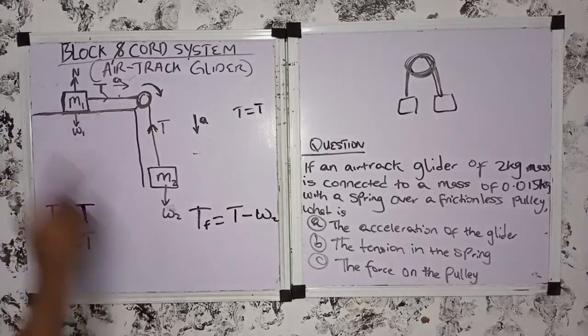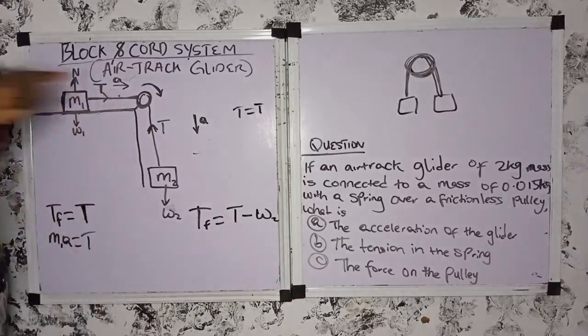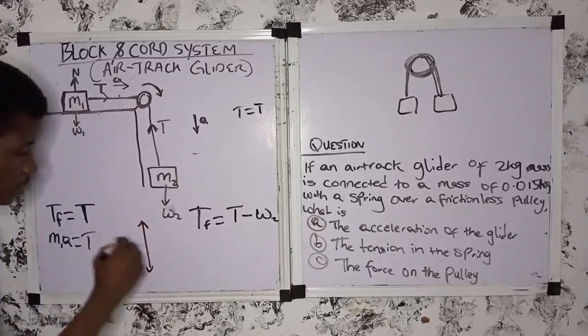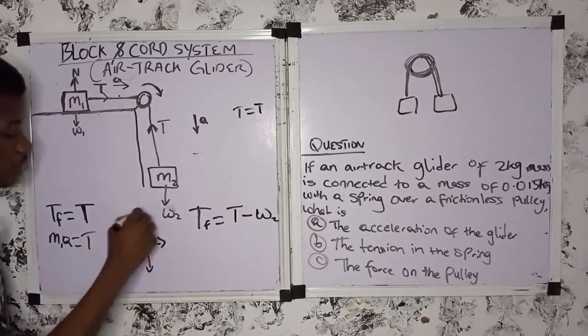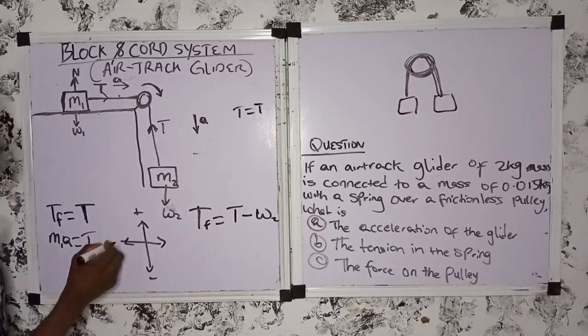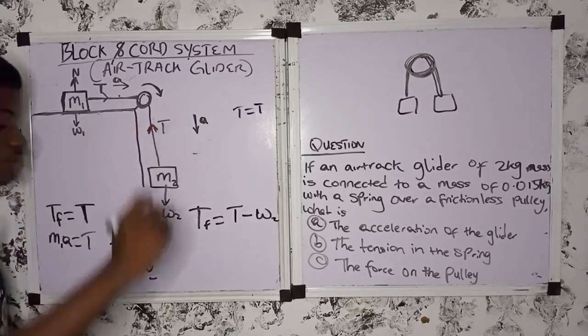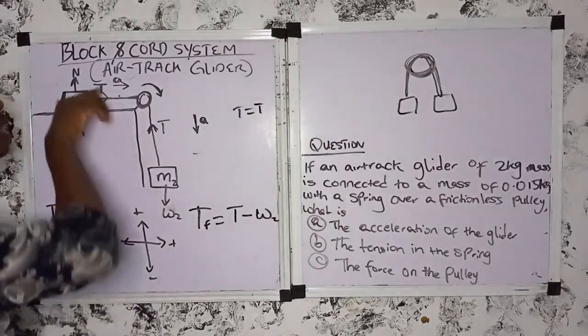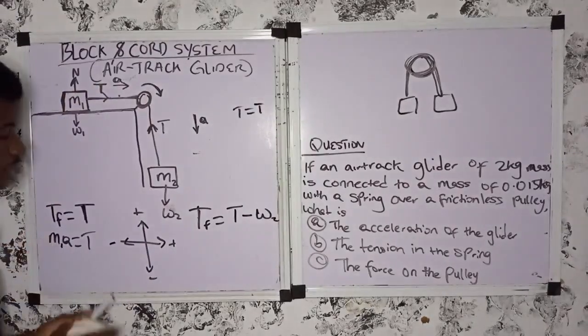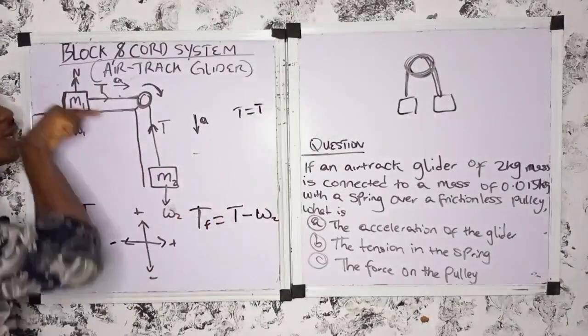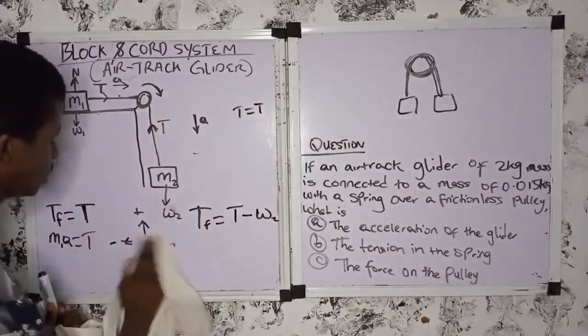Now the acceleration, look at it, the acceleration is going towards this side. According to the coordinates, remember that upward is positive, downward is negative, to the west is negative, while to the east is positive. So the acceleration is positive, because it is going towards the east.